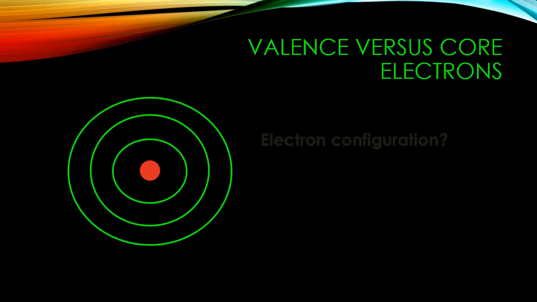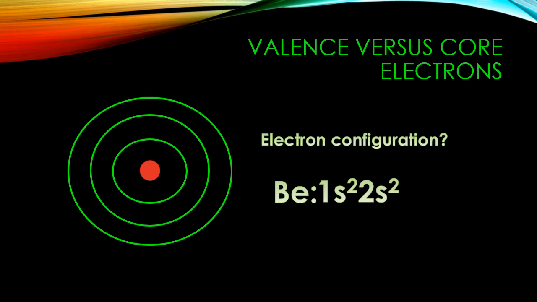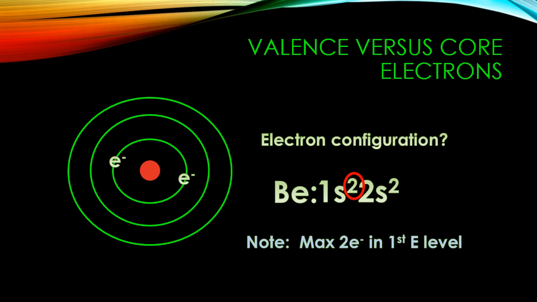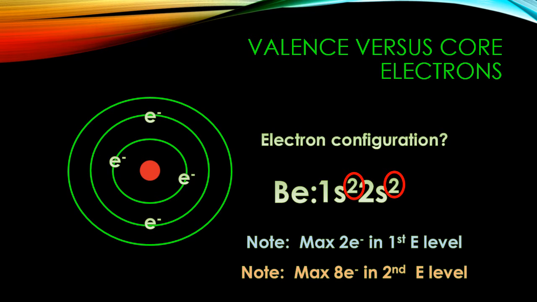Now let's try the electron configuration for beryllium. You should have gotten 1s2, 2s2. For this one, these 2 electrons we're going to put in the first energy level, because we know that the first energy level can hold 2 electrons. These 2 electrons we're going to put in the second energy level, and the second energy level we know can hold a total of 8 electrons.